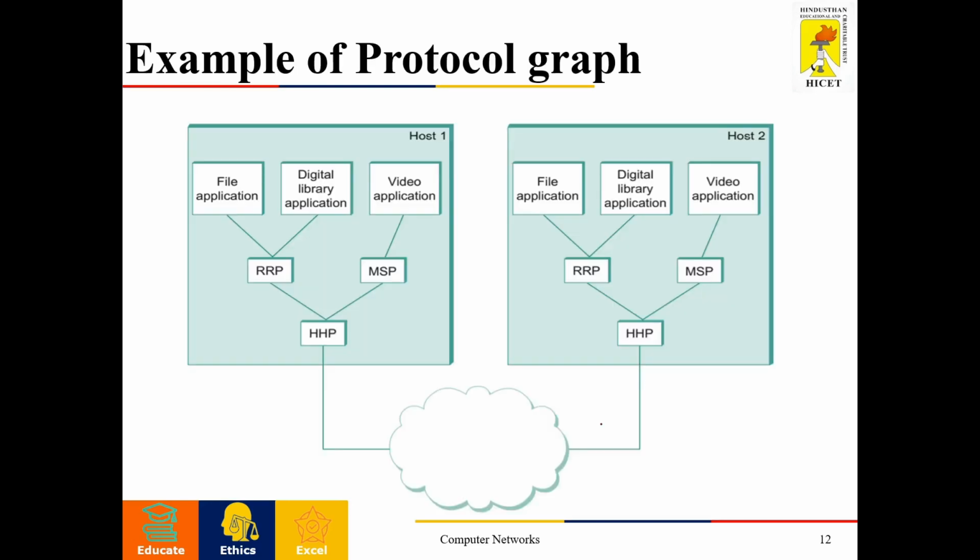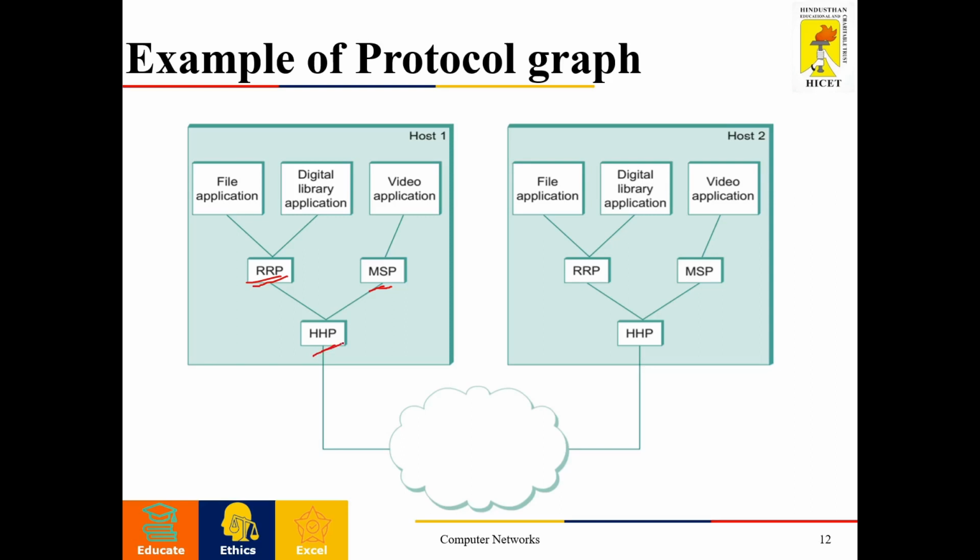We'll see an example for that. This is an example where there are 3 layers, and each and every layer uses different protocols. This protocol graph is for a hypothetical layered system which we have been discussing. The protocol RRP is nothing but request reply protocol, and MSP is nothing but message stream protocol. These two implement 2 different types of process to process channels, and both depend on the host to host protocol, that is HHP, which provides a host to host connectivity service.